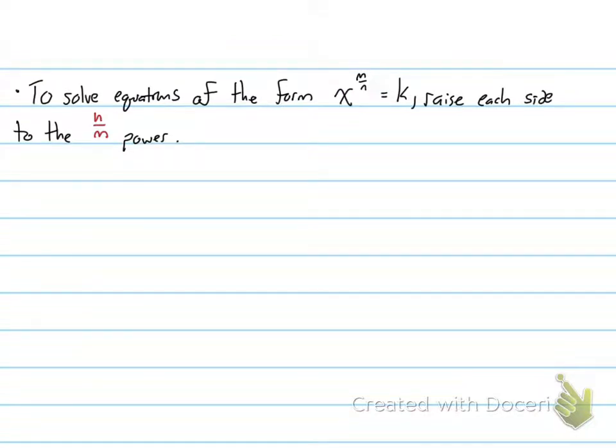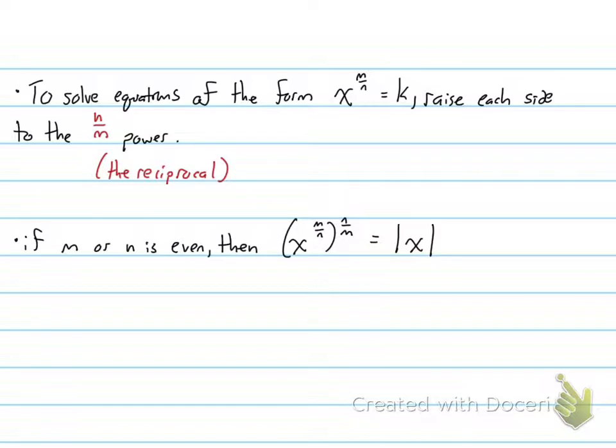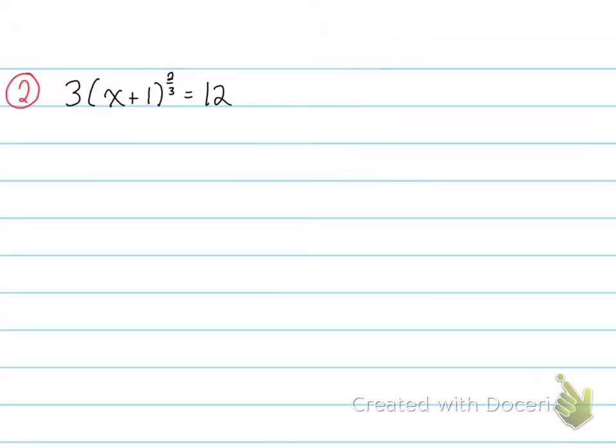Now where things can get a little bit tricky, to solve equations of the form x to the m over n power equals k, how I'd get rid of that power is to raise each side to the n over m power, or in other words, the reciprocal. An important thing to note here is that if m or n in this fraction is even, then my answer here is going to be the absolute value of x. So when that exponent cancels out, what I'm left with is the absolute value of my base. So let's look at an example.